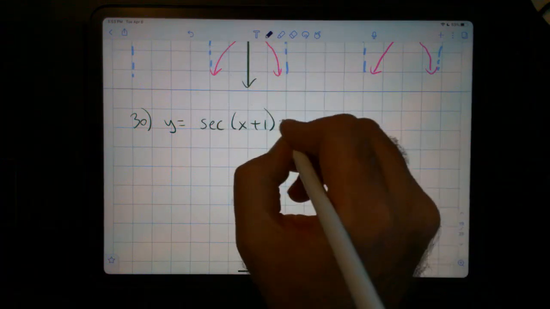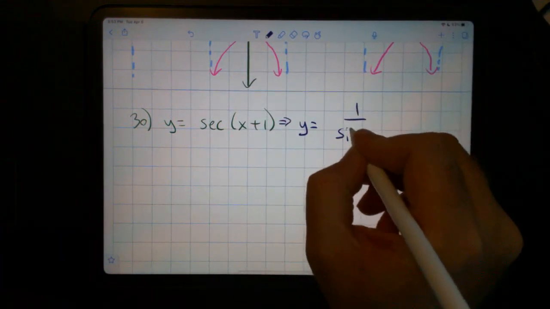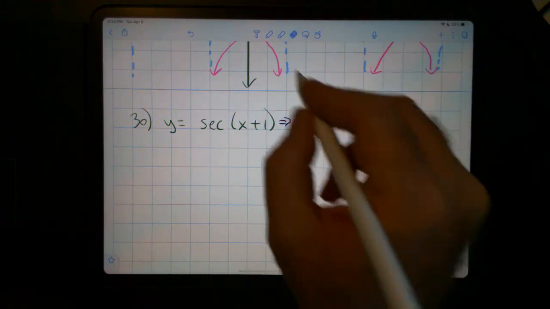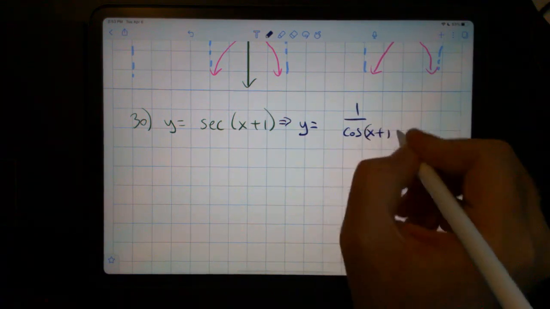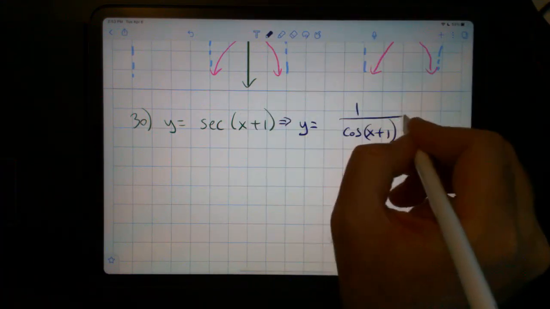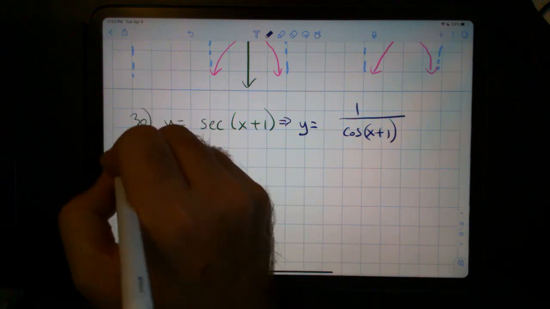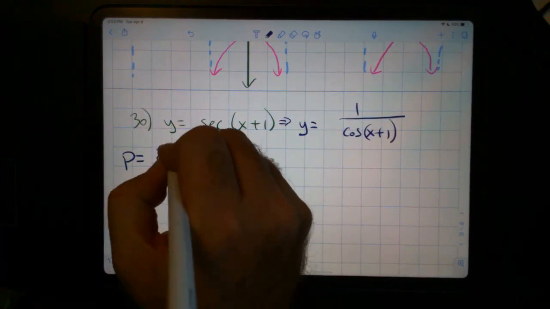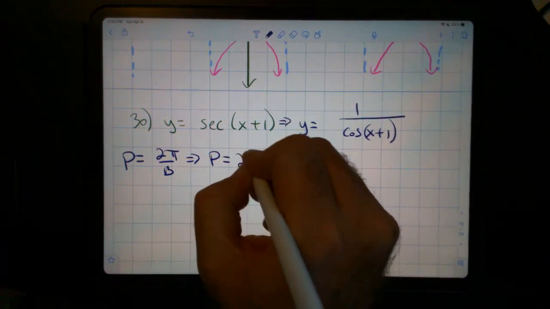Okay. Let's do another one. So this is the same thing as, oh, sorry. This is an unusual angle, but we can graph anything. And so let's graph this one. So the period is going to be 2 pi over b. So this implies that the period is equal to 2 pi.